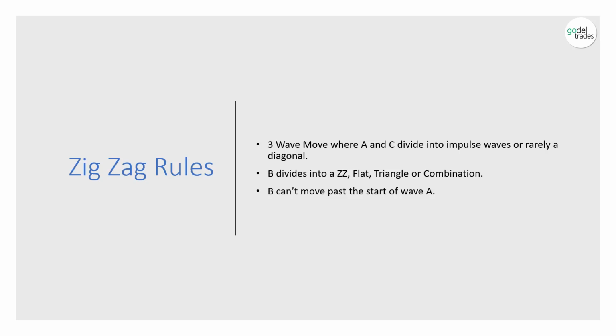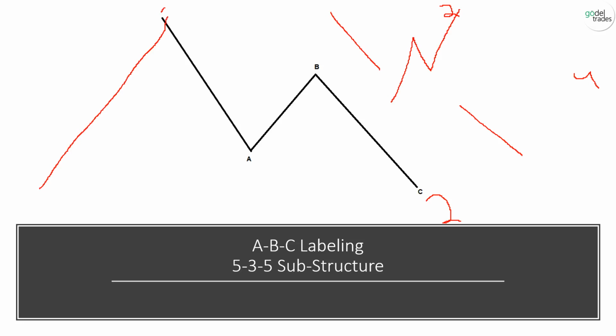Some of the rules of a zigzag, well, we just said it's a 3-wave move where A and C divide into impulse waves, or rarely a diagonal. So you could have a diagonal for A, 3 up in B, and then just a nice 5-wave move down in C.